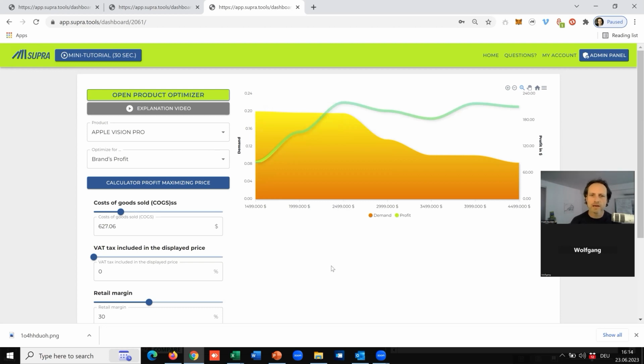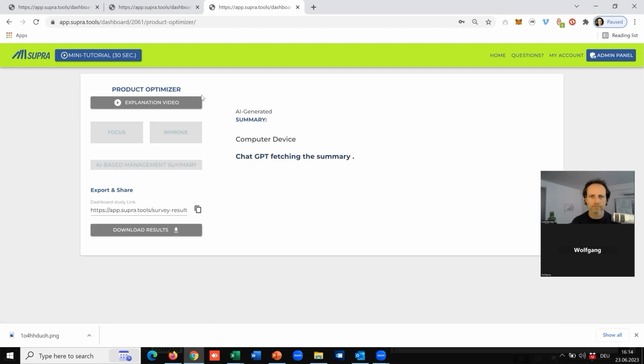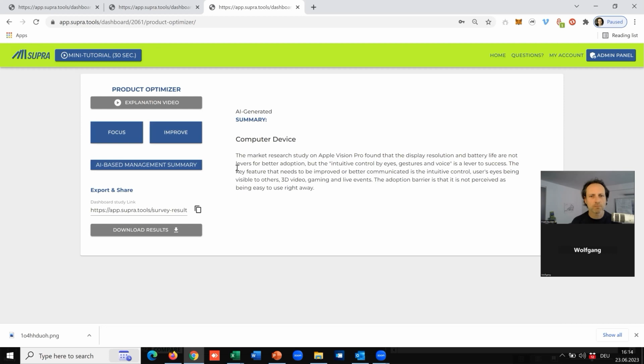So let us have a look. What can we do to improve that, to raise the demand? And that's where you click on Open Product Optimizer. And we already built an AI-generated summary here, which you can read here. That's pretty much what we would recommend. But let me show you how the system comes up with that.